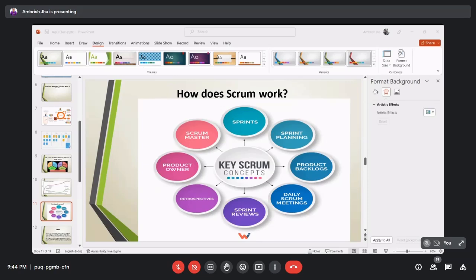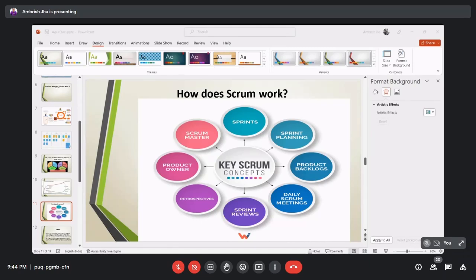So the fourth value is customer collaboration. It means that at regular intervals, we interact with the customer, show our progress, and take their feedback, rather than contract negotiations, where, as per the contract, we need to develop such features. That does not happen in Agile.